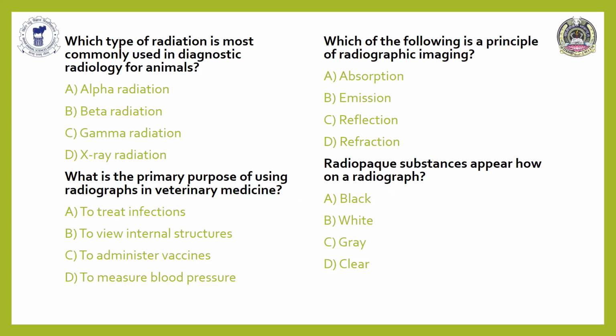Internal structure. Right. Then which of the following is a principle of radiographic imaging? Absorption, yes, because based on absorption there will be attenuation. So it works on the principle of absorption. Next, radiopaque substance. What is their appearance on a radiograph? White. Give an example of a radiopaque substance. Stone, bones, metals. Okay, bones, metals, they will appear white.